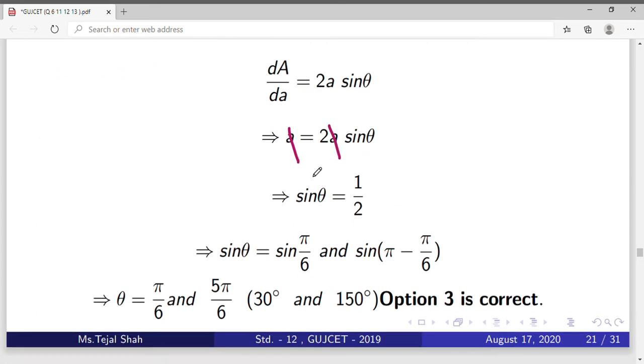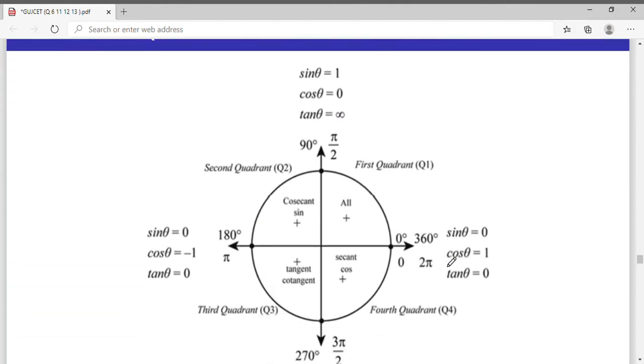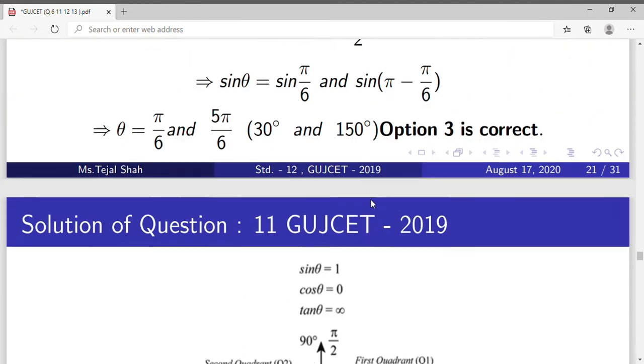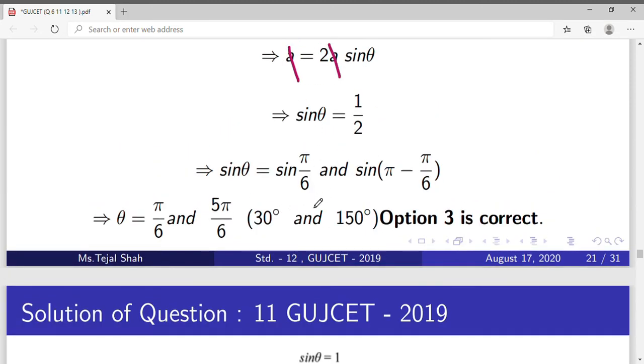After this step we have to check in which quadrant sine theta is positive. The value 1/2 is sine pi/6 in the first quadrant, and in the second quadrant sine(pi minus pi/6) is also 1/2. In the first and second quadrants the sine function is positive. So this value is sine pi/6, and after taking the LCM we get 5pi/6. So theta is equal to pi/6 and 5pi/6. So option 3 is our correct option.